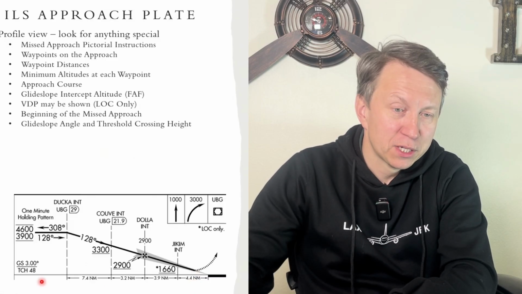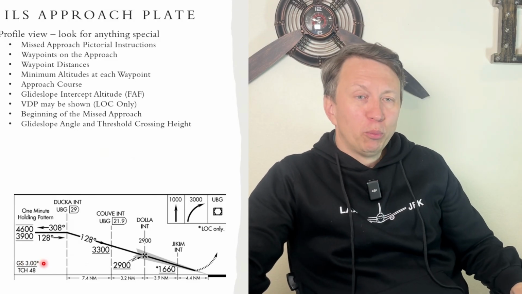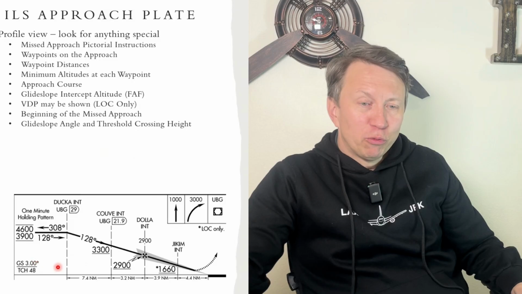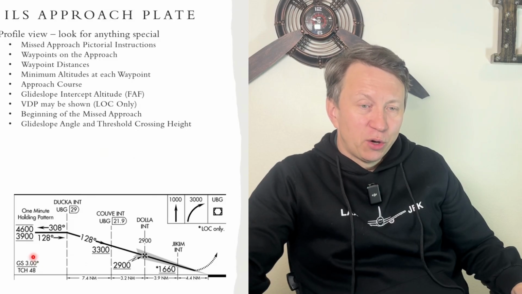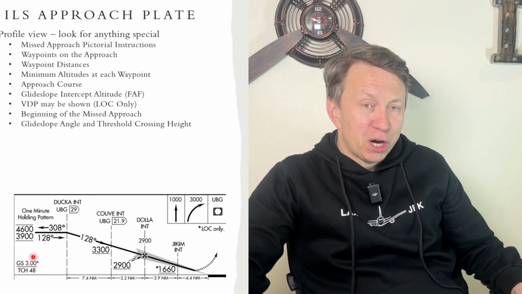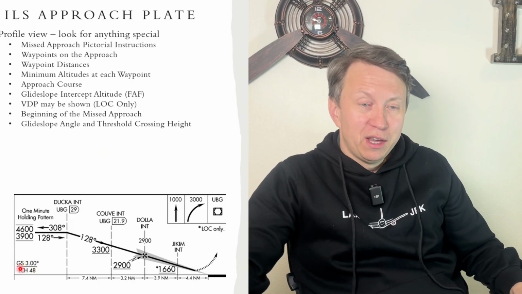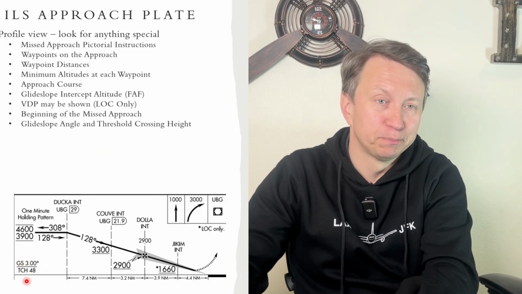And what else? Glide slope is 3 degrees. So throughout the whole brief, if you're looking at an unfamiliar approach, look for something that's non-standard. 3 degrees is the standard glide slope. Some approaches have much steeper, and if you see anything that's non-ordinary, expect this could be a challenging or at least a different approach from standard.